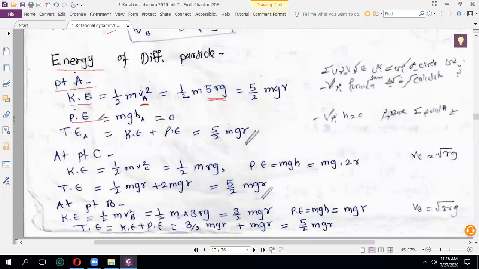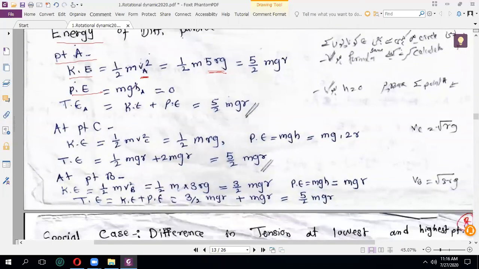Now second, we calculate potential energy. What is potential energy? mgHa. We know the height Ha is 0, so this whole part becomes 0. So potential energy is 0. Now we calculate the total energy of point A, which is equal to kinetic energy plus potential energy. Kinetic energy is 5 upon 2 mgR and potential energy is 0. So can you say that in this case the total energy is equal to the kinetic energy at point A.